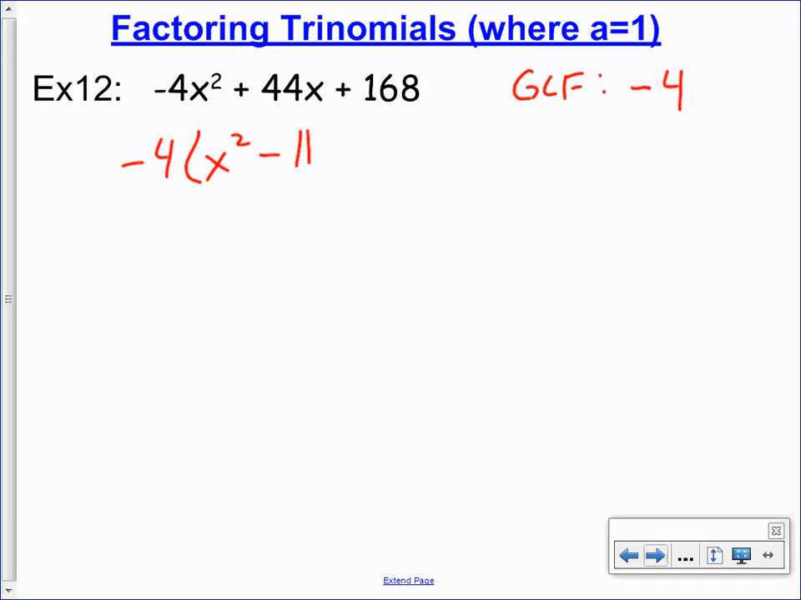Minus 11 x minus 42? How convenient. Yes. All right, so negative 4 stays out. X and X. 42 to negative 11. 14 and 3. Very good. It's 3 and 14.